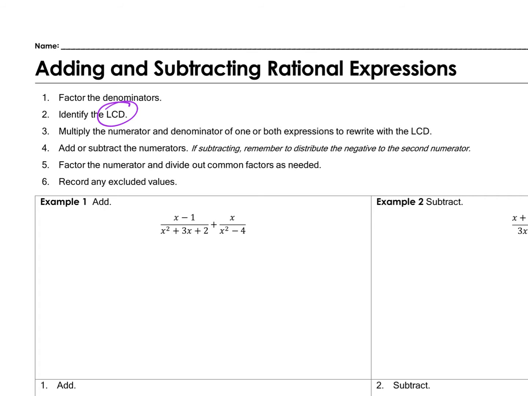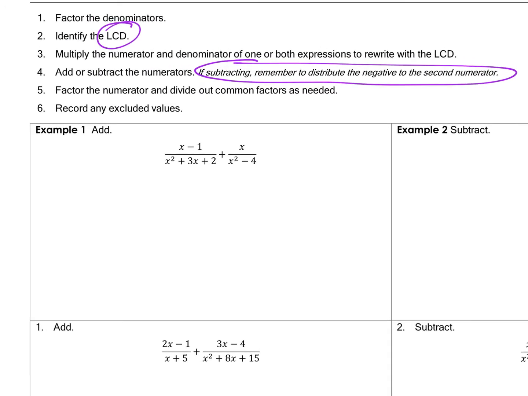So your first step is to factor the denominators and then find that LCD. Then you'll need to adjust each fraction in order to get the denominators the same, to only add or subtract the numerators. Now, with subtracting, there is a common mistake. It's right here. If subtracting, you have to remember to distribute the negative to the second numerator. Okay? And then we will combine our numerators, see if we can simplify any more.